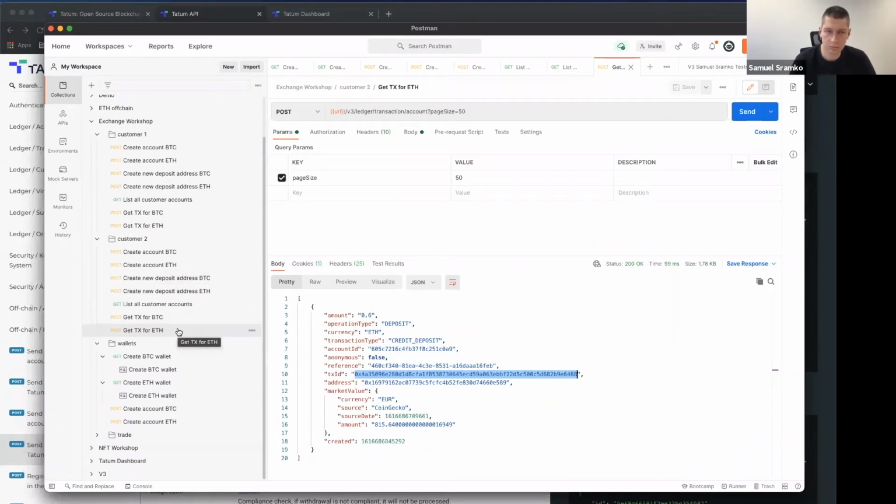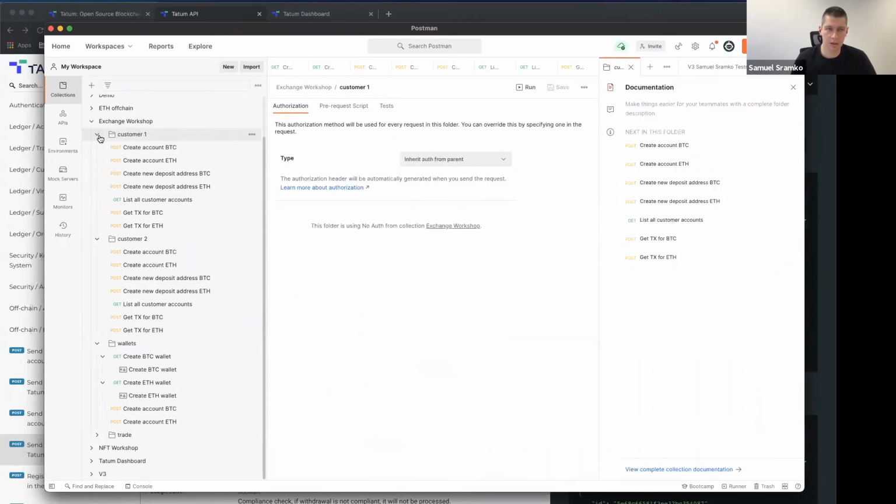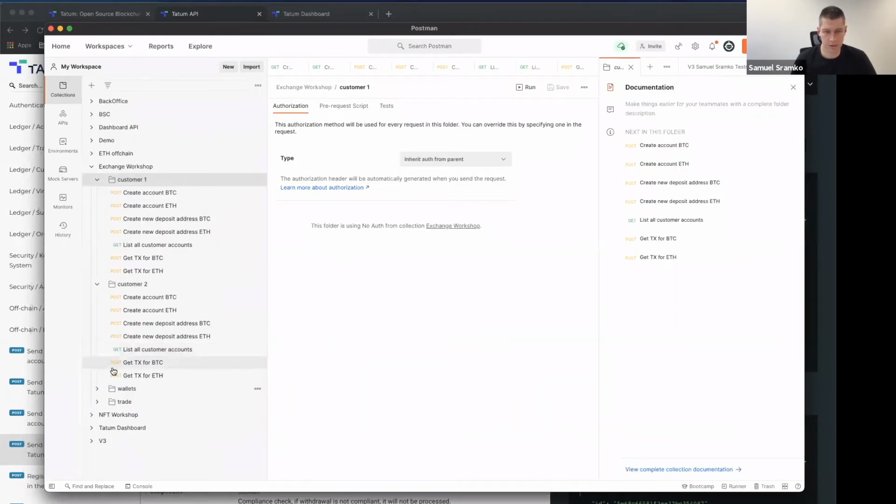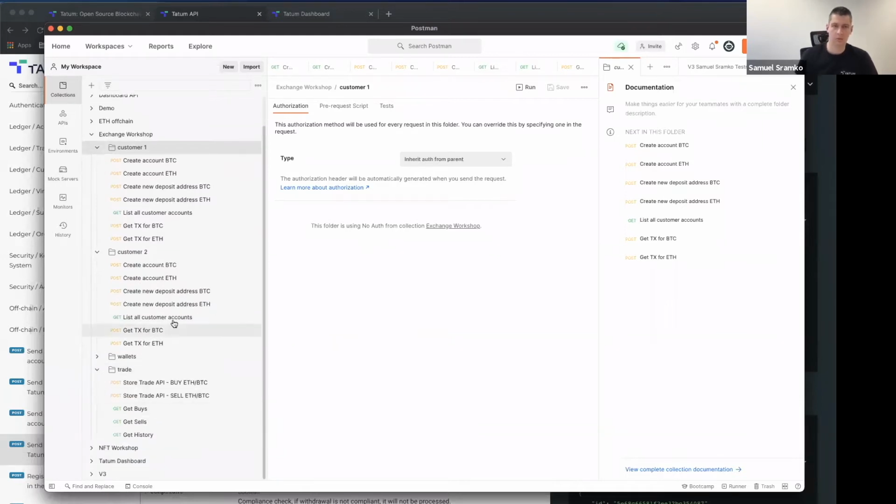So we can now focus on the last, but the most fun part of today's workshop. We have set up everything we needed. So right now we can focus on the trades itself. You can see inside the trade section, I have just 5 API calls. The exchange is usually that simple. What you want to do is you want to create a buy trade, you want to create a sell trade, you want to see the list of active buys, you want to see the list of active sells, or you want to see the history of already performed closed trades.